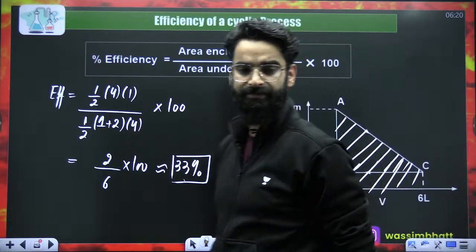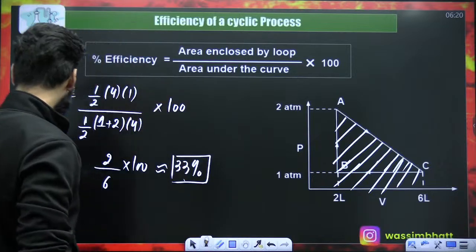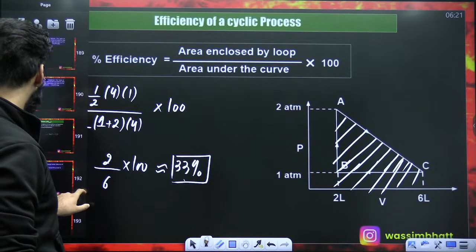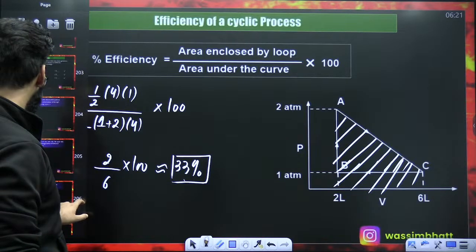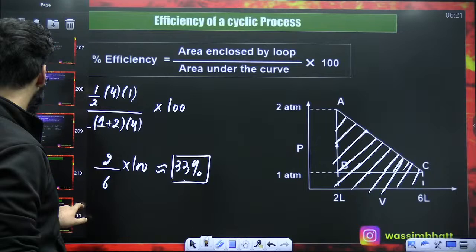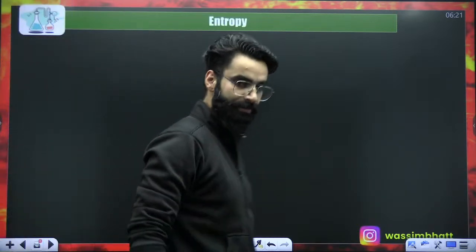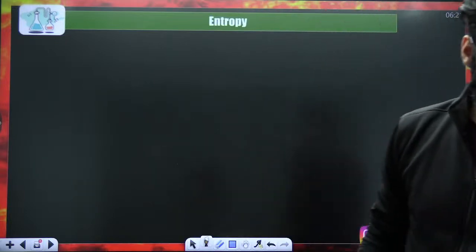Quickly, let me know in the chats if this is super clear to you. Then only I can start one more topic. Quickly, guys, everyone in the chats.